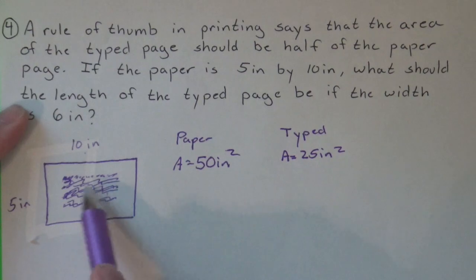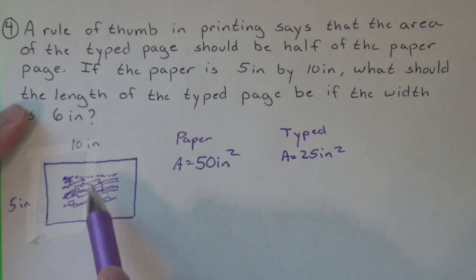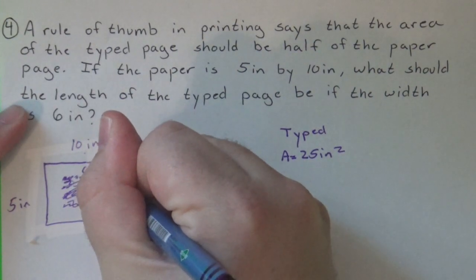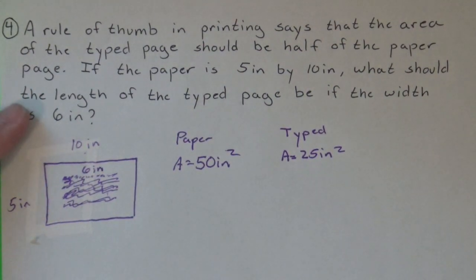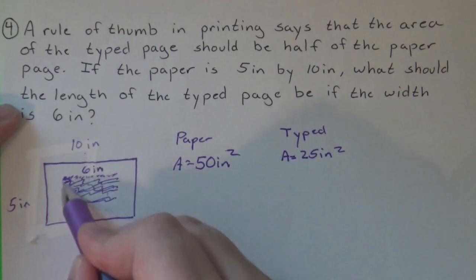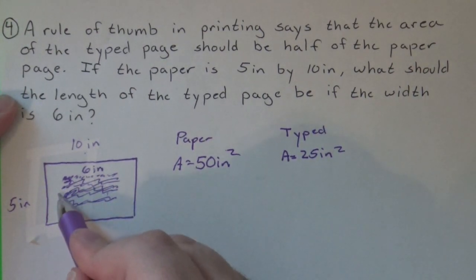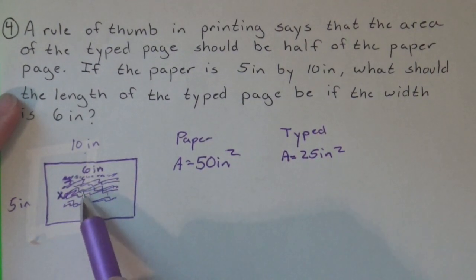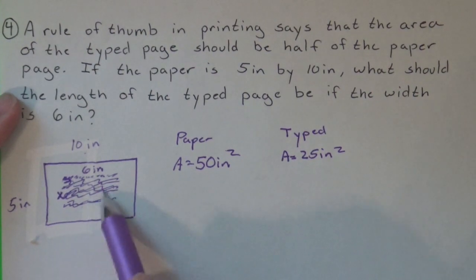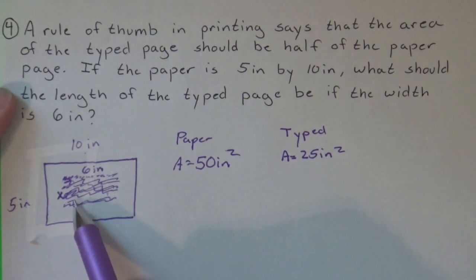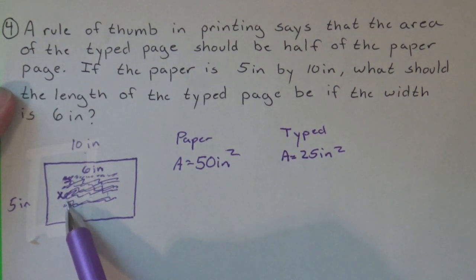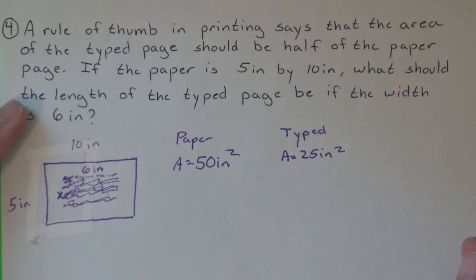But not only do we know the area of this type part, we also know the width of it is 6 inches. So what we're trying to find is the other piece, which is X here, all right? So that's what's happening here. We know that the area is 25 inches square. We know the width of it to be 6, and we're trying to find the length of it, or in this case, well, I drew it upside down, the height, all right?